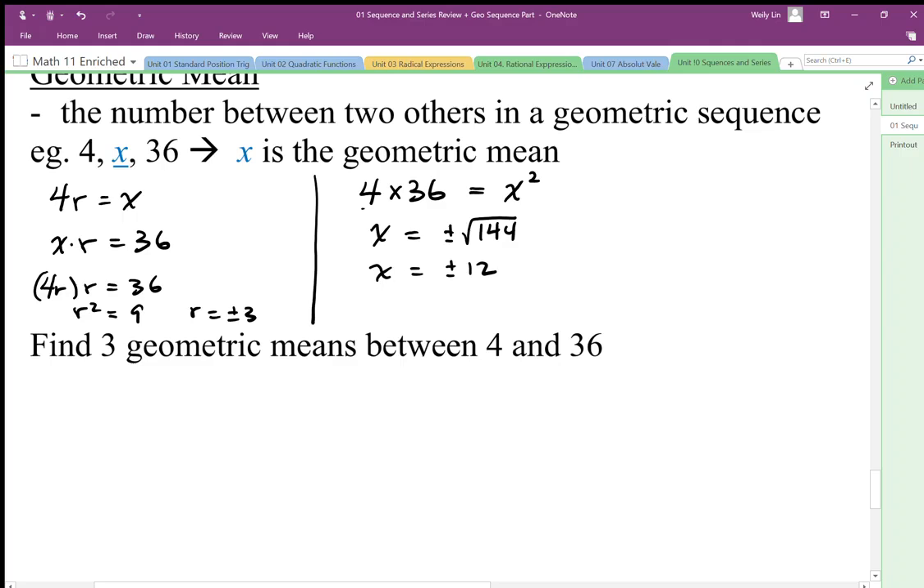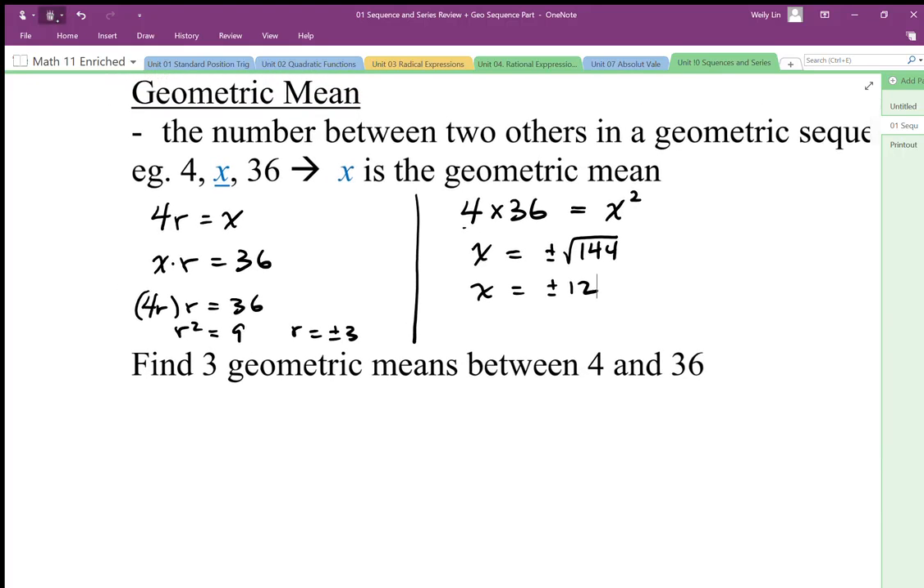Now, if you don't remember that property, you can always go back to just solving it, plugging into the formulas and using maybe some system of equations, and we can work it out that way. But if you understand what a geometric mean is, it's the middle of a multiplying progression.